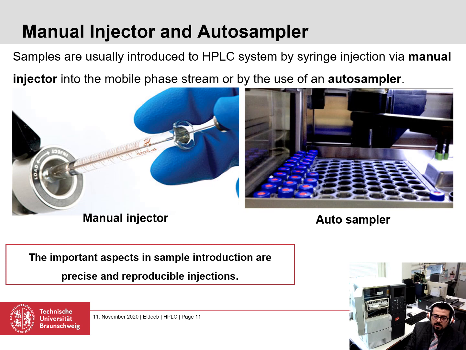Important aspects in sample introduction are precise and reproducible injection. Precise means that you deliver the exact amount. So if we would like to inject 10 microliter, the system should inject exactly 10 microliter. And reproducible means that if we repeat the injection several times, the system should inject exactly the same amount every time.